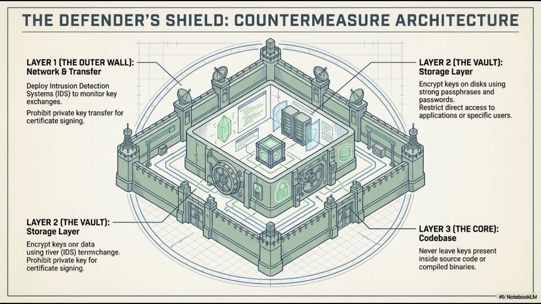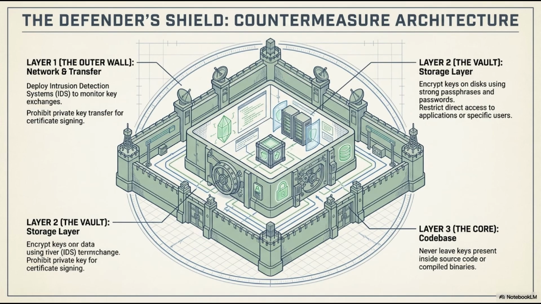So what does this all mean for a security architect? Well, it means you need defense in depth. We have 3 layers here. Layer 1 is network and transfer. You deploy intrusion detection systems, or IDS, to monitor key exchanges. And you never transfer private keys for certificate signing over the network, right? Absolutely prohibit that. Keep it off the wire.